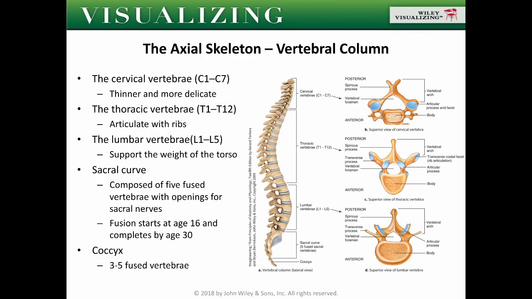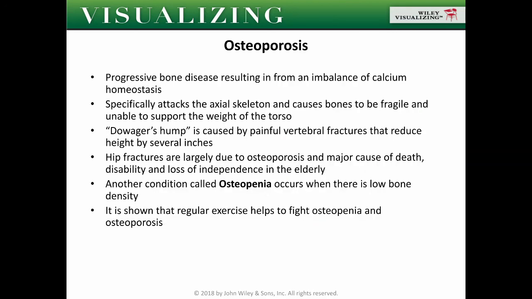So we classify them. The vertebral bones are classified as the cervical, the thoracic, the lumbar, the sacral, and the coccyx. They usually have different shapes as you go down the vertebra.